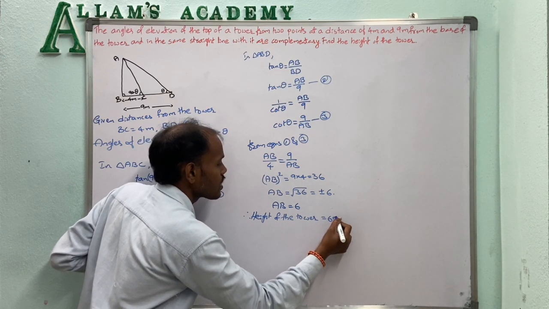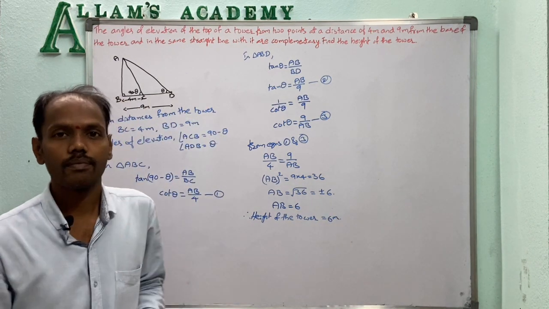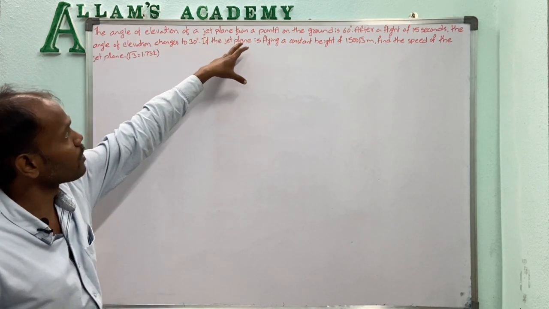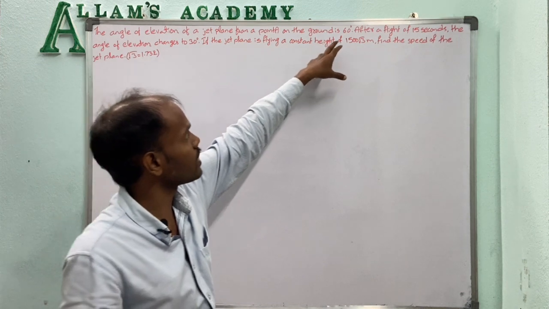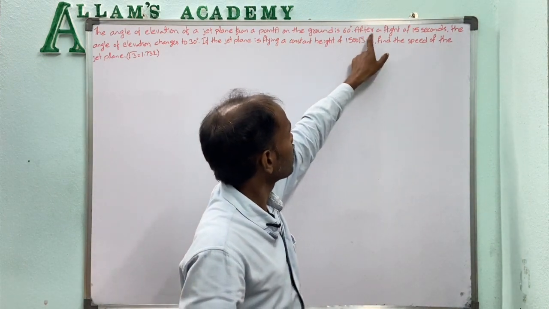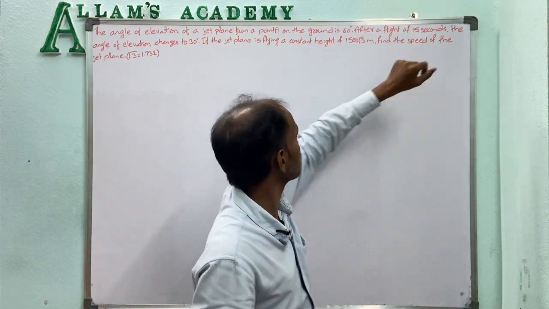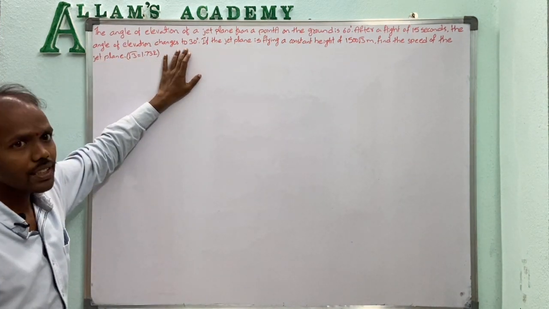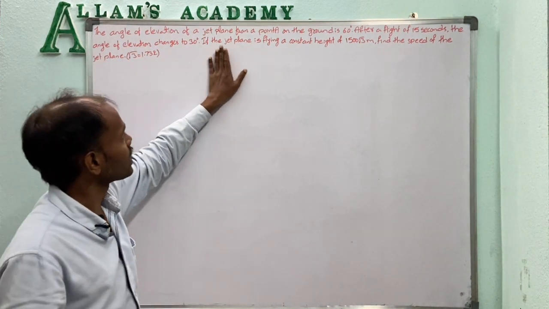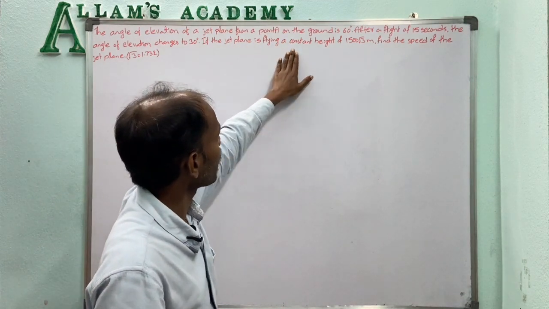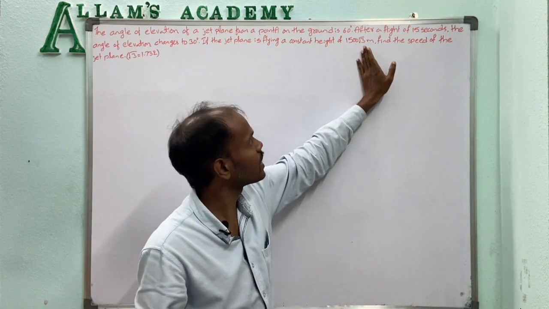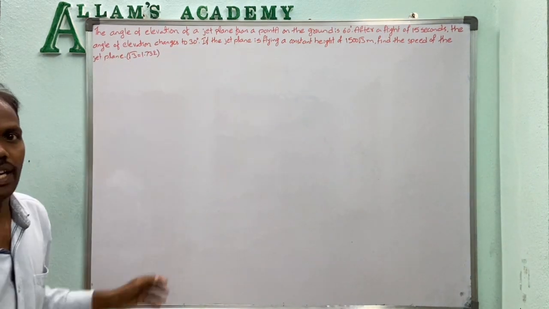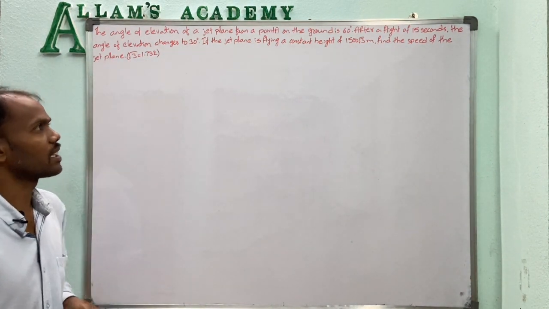equals 6 meters. The angle of elevation of a jet plane from a point on the ground is 60 degrees. After a flight of 15 seconds, the angle of elevation changes to 30 degrees. If the jet plane is flying at a constant height of 1500 root 3 meters, find the speed of the jet plane. That is the information given here.